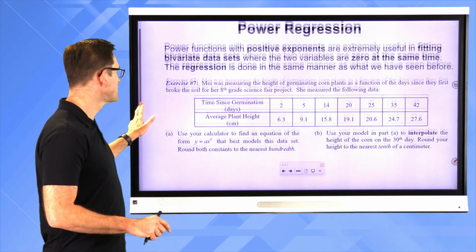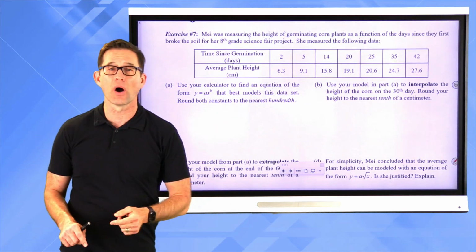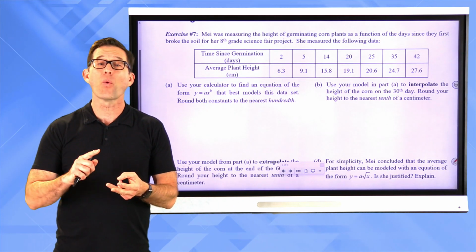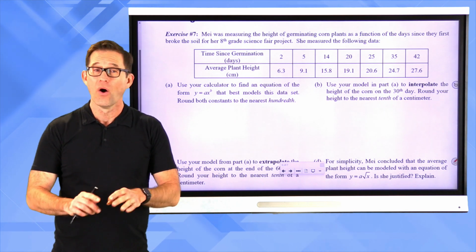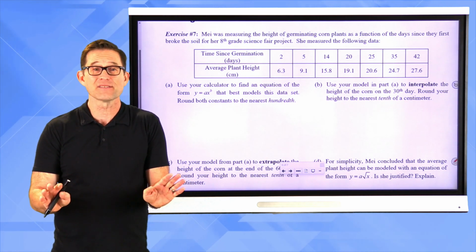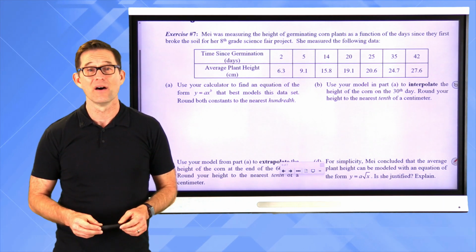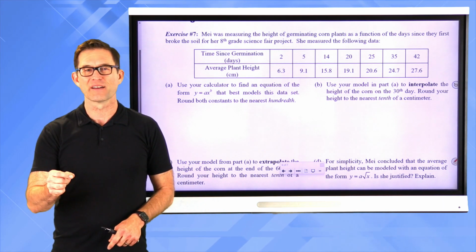The actual procedure is identical to what we saw with linear regression, exponential regression, and quadratic regression. All three of those we did exactly in the same way. We entered the data in the same way. We just had to hit the right button on our calculator. Let's take a look at exercise number 7.